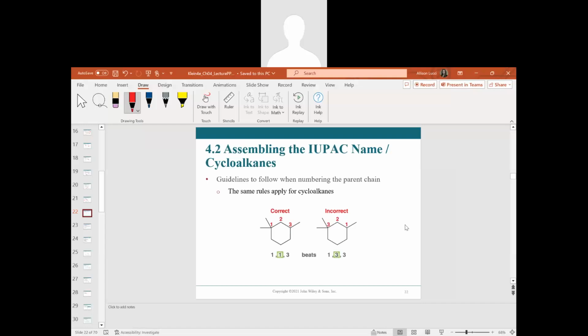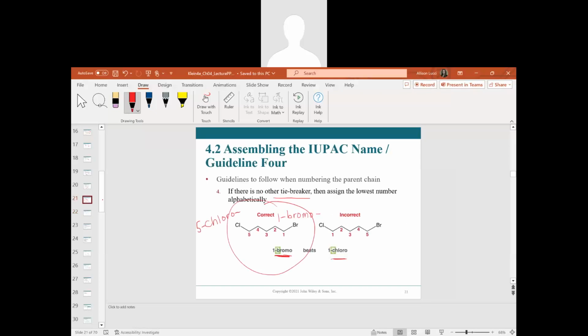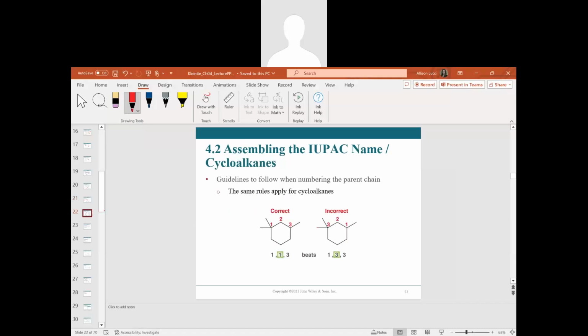So we left off with the first video from section 4.2 with our nomenclature of linear compounds. So let's take a look at how we can apply those rules to cyclic structures, specifically cycloalkanes. And the second half of this video will look at bicyclic compounds, where we combine two rings. So the same rules will apply for cycloalkanes.